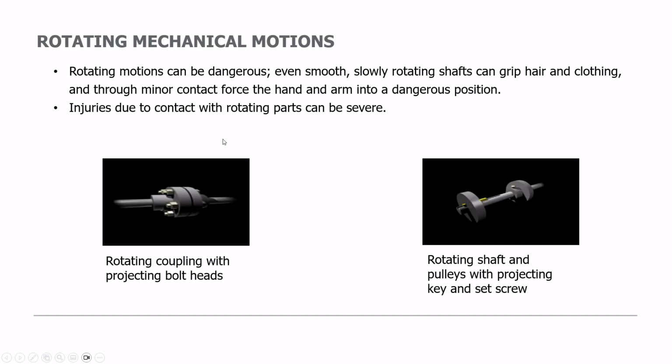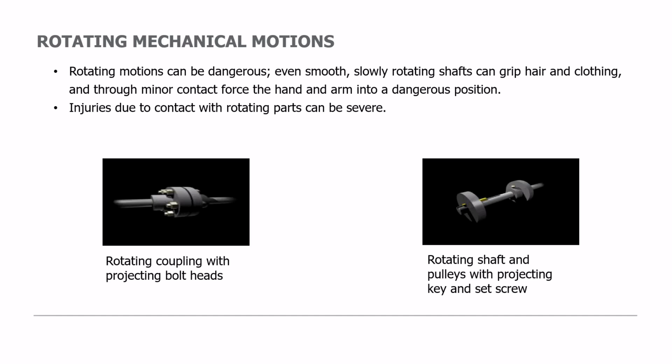Let's talk about rotating mechanical motions. Rotating motions can be dangerous, even smooth, slow rotating shafts can grip hair and clothing, and through minor contact force can draw the hand or arm into a dangerous position. Injuries are due to contact with rotating parts, and once again, they can become very severe.